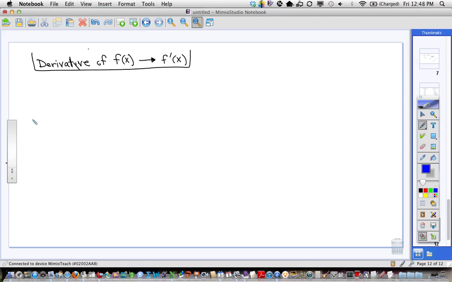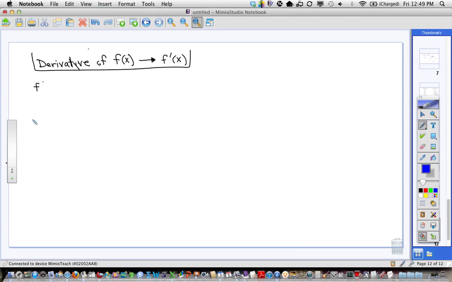Okay. The derivative of f of x has this notation right here. We read that as f prime of x. F prime of x. That little slash means we read that as prime. F prime of x. Okay? Now, what that means, that really means two things, and we're going to talk about both today. They're the same thing, but it's two different ways of thinking about it.